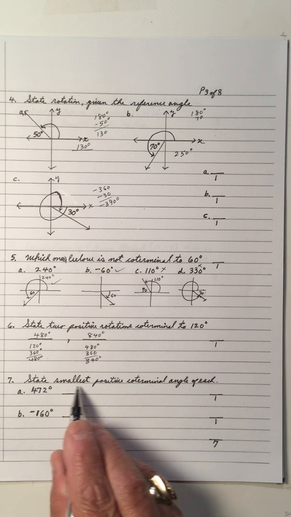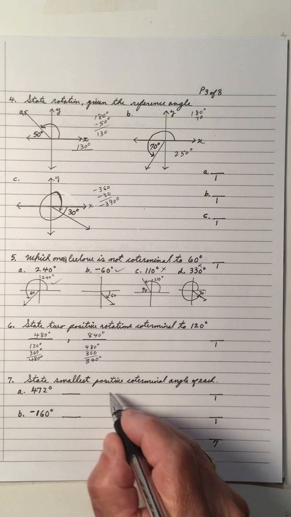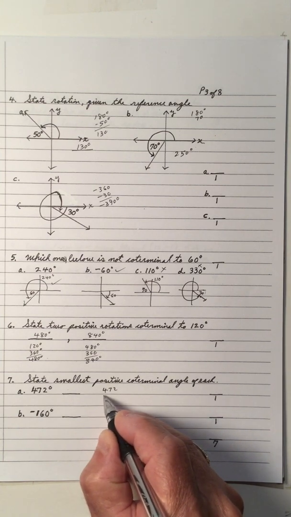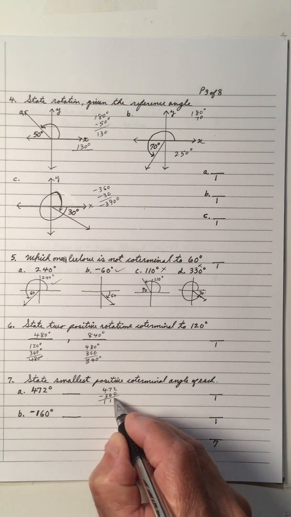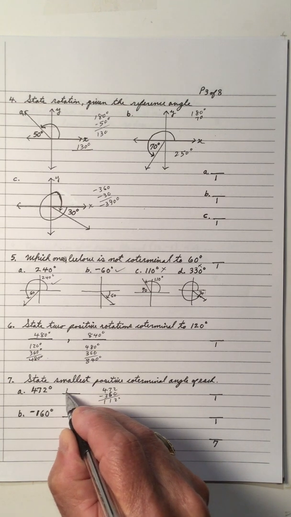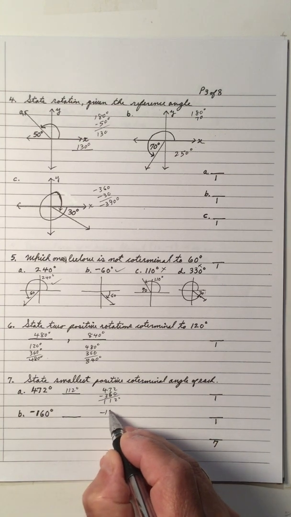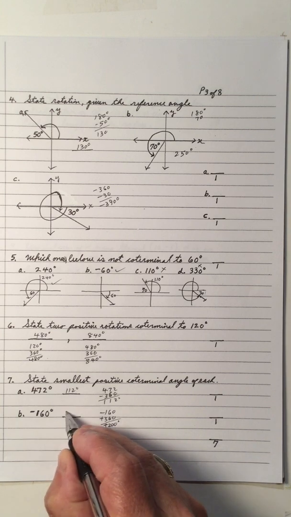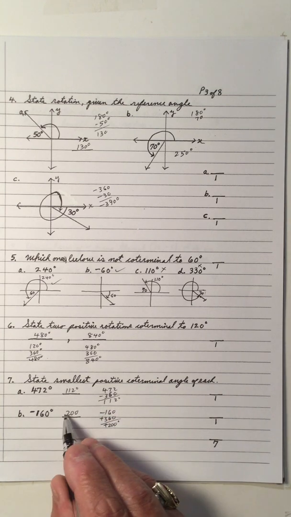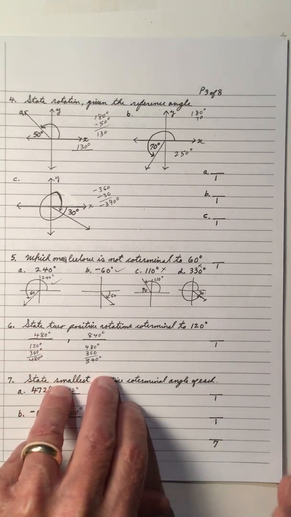And number 7, state the smallest positive coterminal angle to each, the smallest positive one. So if we take 472 and subtract 360, you'll get 112 degrees. That's the smallest. And if you have negative 160 and you add on 360, you will get a positive 200. So if you have 112 and 200 degrees, give yourself a mark each, and that's a total of 7 for that page.